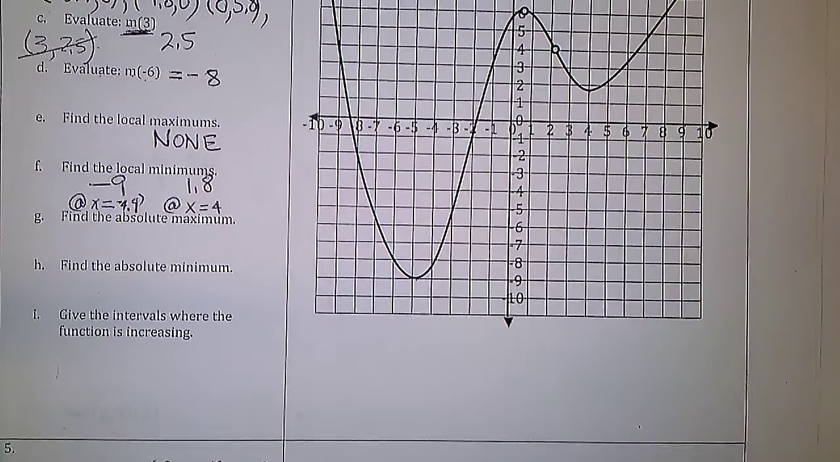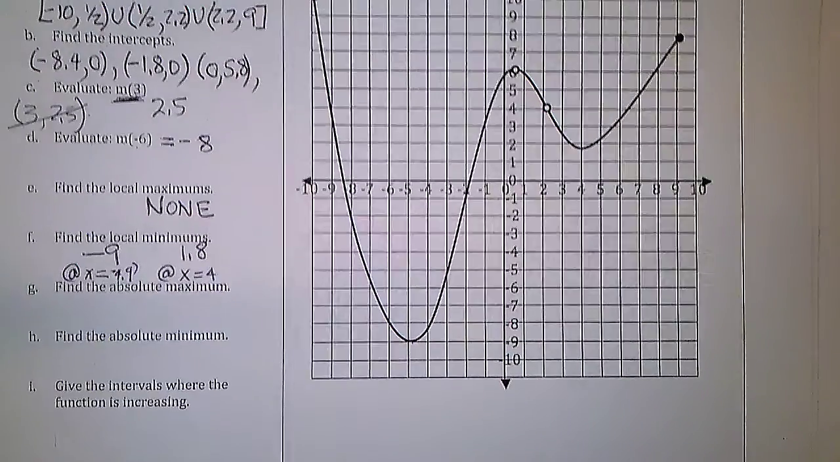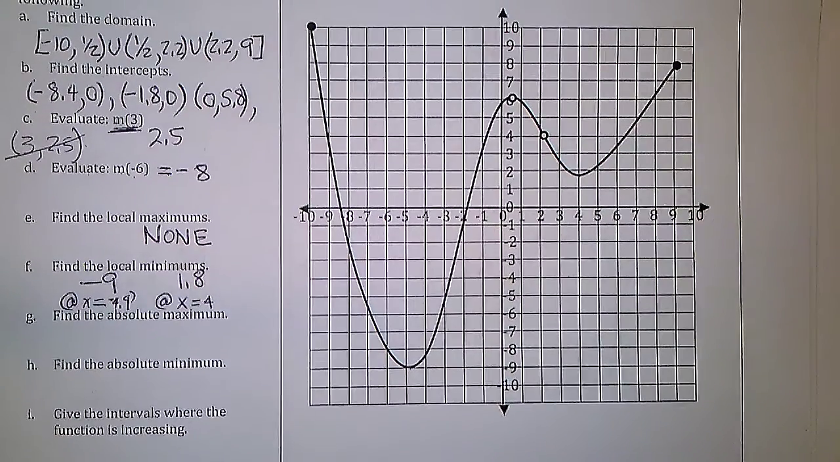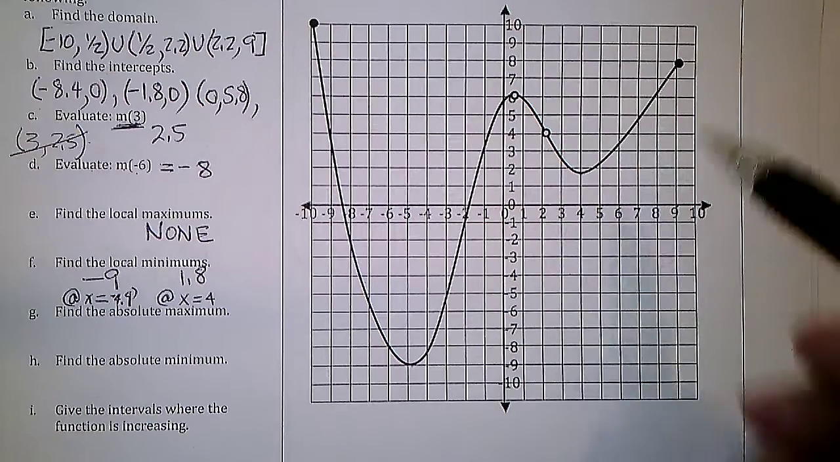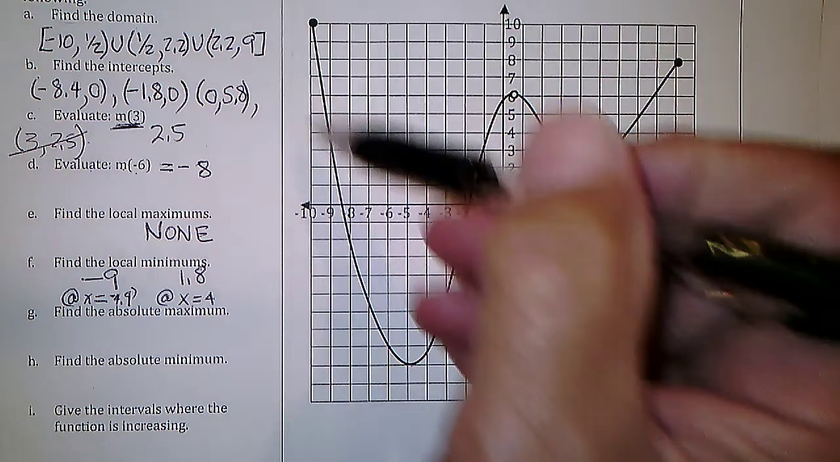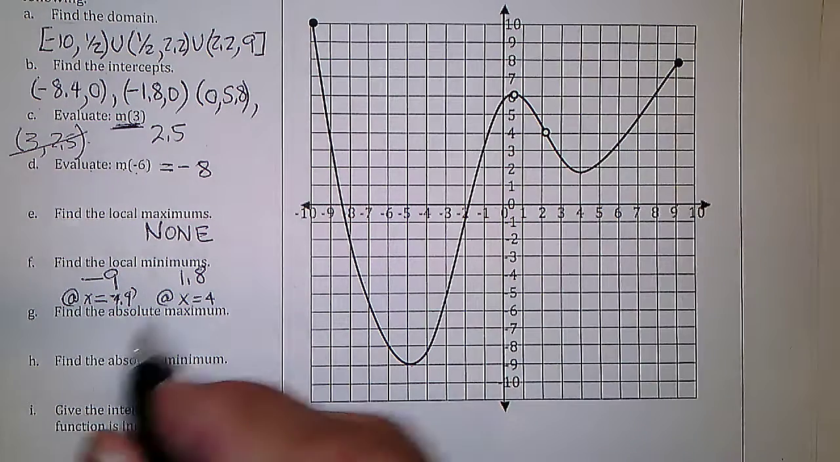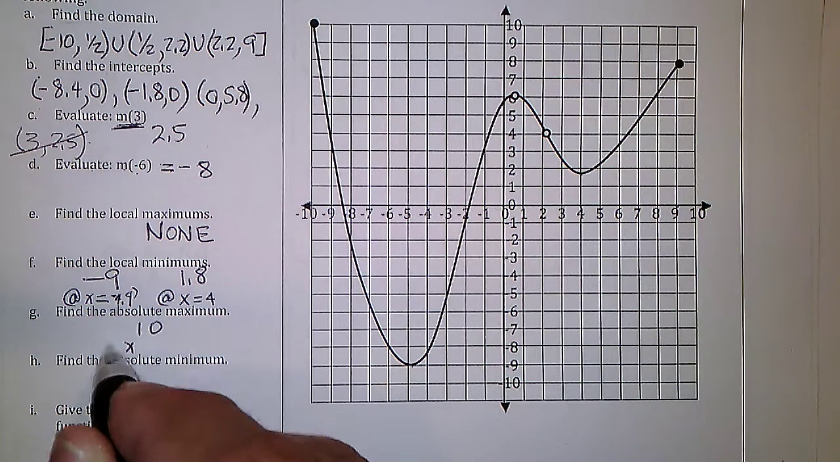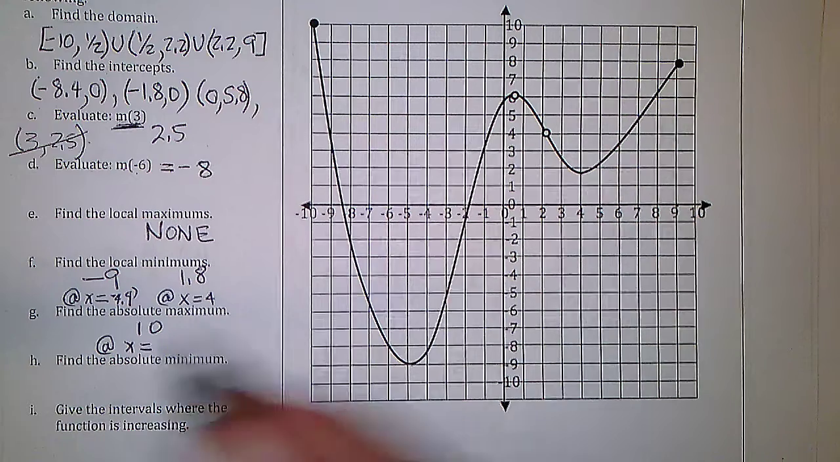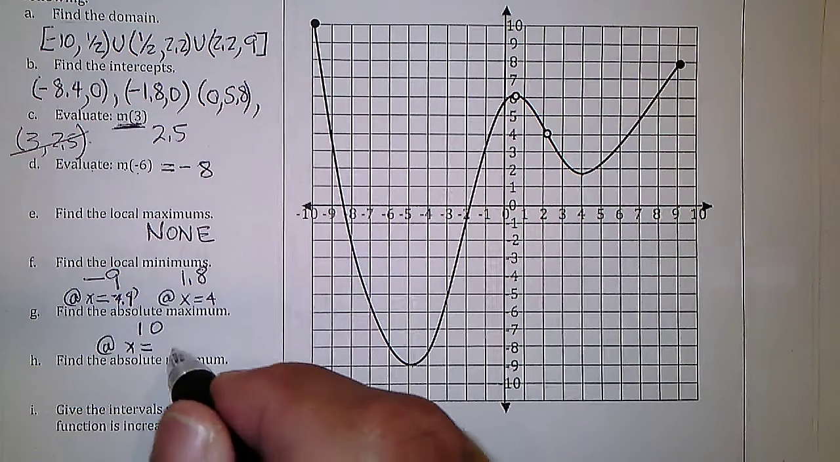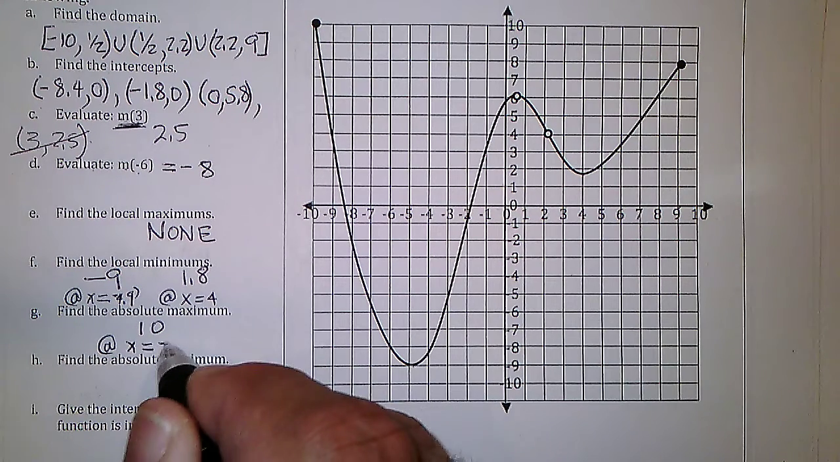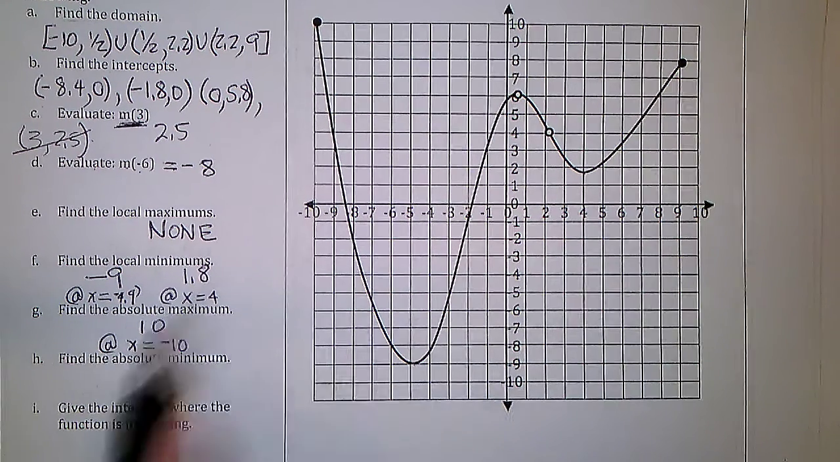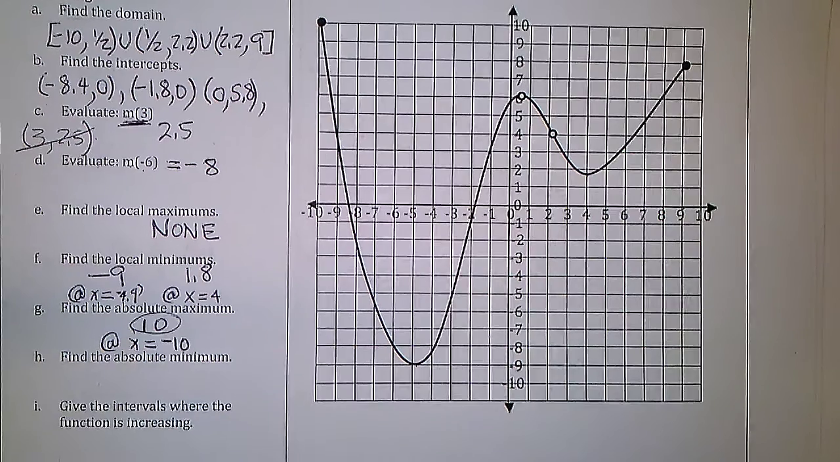Find the absolute max. Where is the highest place on this graph? And can we stand there? It looks like the highest place is 10. If you want to tell me at x equal negative 10, negative 9.9, you may, but that's the absolute max.